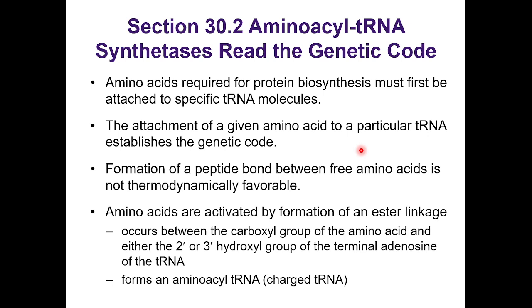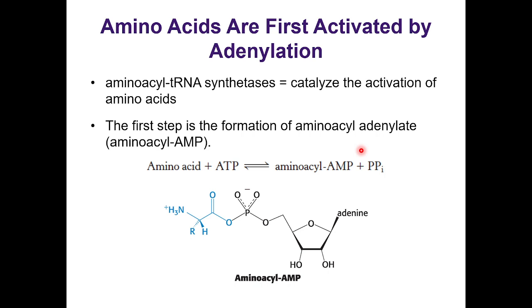So the attachment of a given amino acid to a particular tRNA is going to establish your genetic code. The formation of the peptide bond between the free amino acids is not thermodynamically favorable. This will take energy. So the amino acids are going to be activated by forming an ester linkage. This will occur between the carboxyl group of the amino acid and either the 2' or the 3' hydroxyl group of the terminal adenosine of the tRNA. So this is going to form that aminoacyl tRNA. That's the charged tRNA, the one we had looked at in the figure before, with the R group. So again, this is your aminoacyl tRNA synthetase.